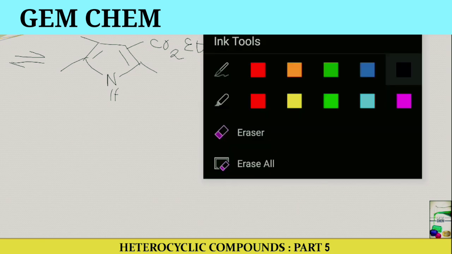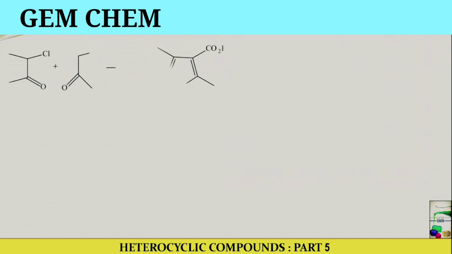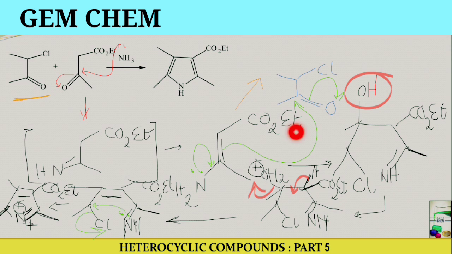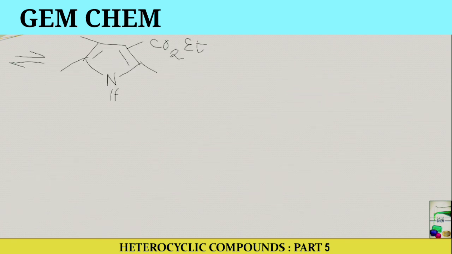Now if the second mechanism is followed, instead of this double bond attacking the ketone carbon, it can attack at the Cl portion. The same product is going to get produced. So in that case you have your substrate as this one, where this is NH2, and you have here CO2Et. You have another reactant, your alpha haloketone.